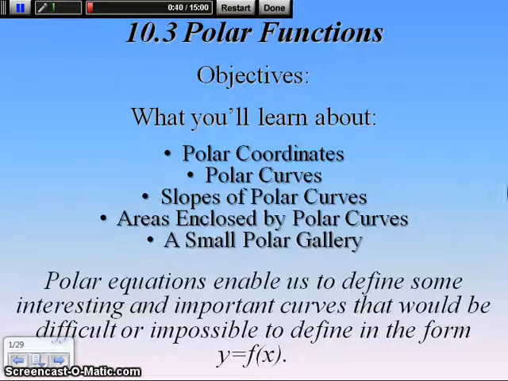So let's begin. We're going to wrap up our lessons in the calculus book by looking at calculus as it applies to polar functions. And not only polar functions, but we're also going to apply calculus to a combination of polar and parametric functions. And we'll do a variety of other things. So let's begin.